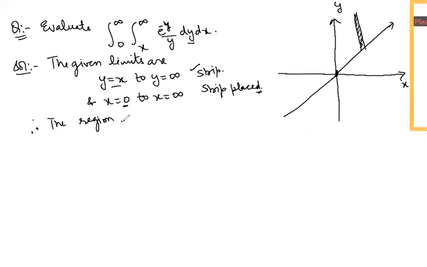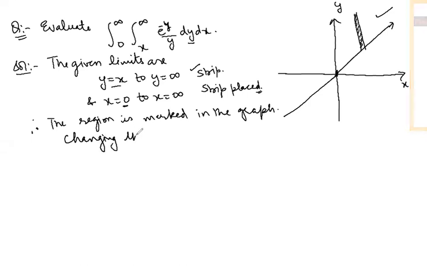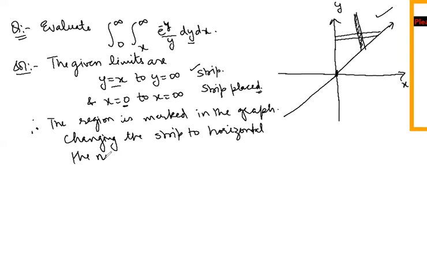Therefore now the region is marked here in the graph. Therefore now changing the strip to horizontal. We changed the strip to horizontal. Let us take it like this. Now the new limits are these.